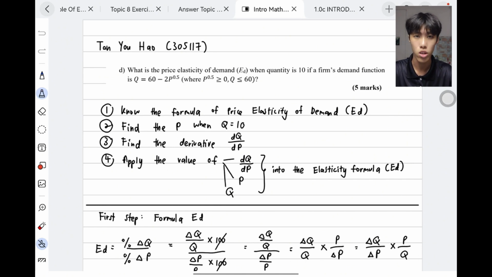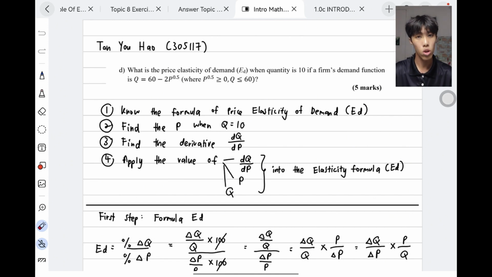Today I'll be discussing question D, and this is the question. Question D requires us to find the price elasticity of demand when quantity is 10, given the demand function Q equals 60 minus 2p to the power of 0.5, where p to the power of 0.5 must be greater than or equal to 0 and Q must be less than or equal to 60.